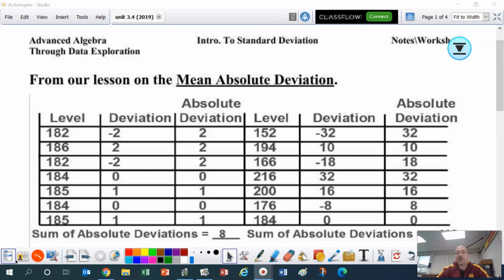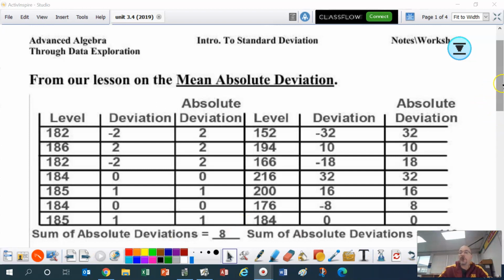Now, standard deviation is another way to measure how far away numbers are from the mean. Standard deviation is used a lot more than the mean absolute deviation that we learned about in lesson 3.2. Now, let's just do a quick review of lesson 3.2.